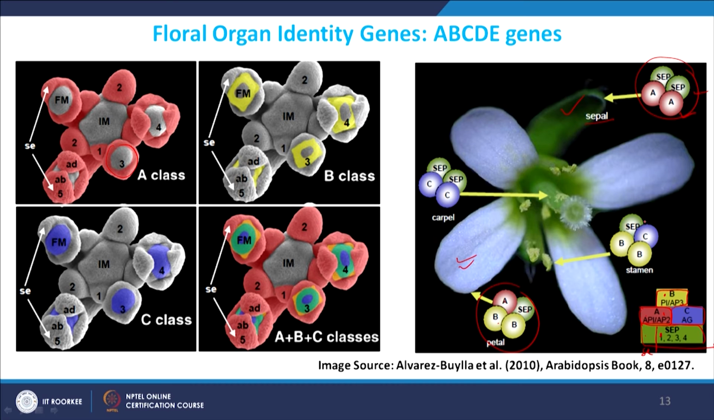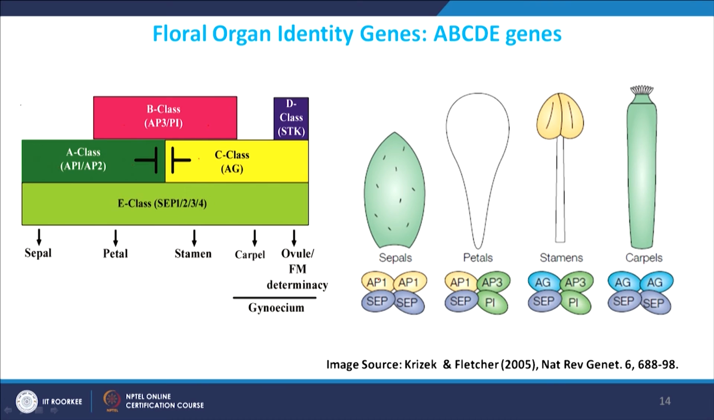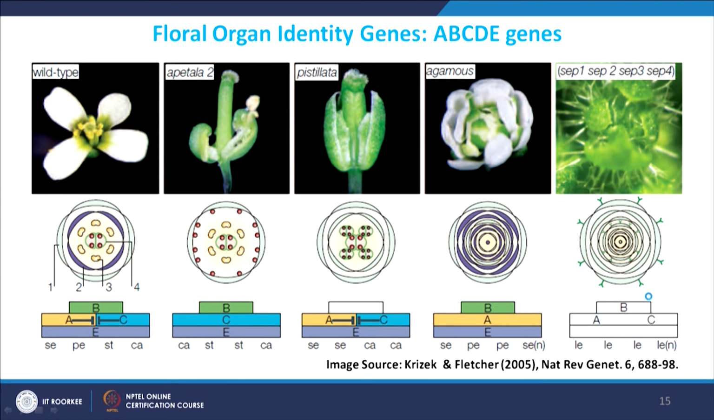Similarly, the stamens have B, C and E, and this gives stamen identity. And in the very center, where you have the carpel, you have only C and E, and C and E together ensure carpel identity. In the sepal you have A and E interacting, in the petal A, B, E interacting, in the stamens B, C, E interacting, and in the carpel C and E interacting.